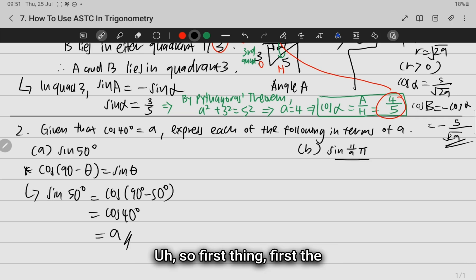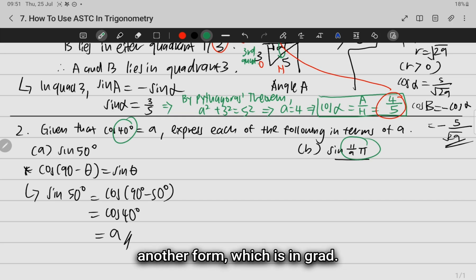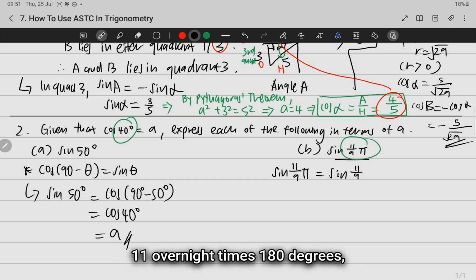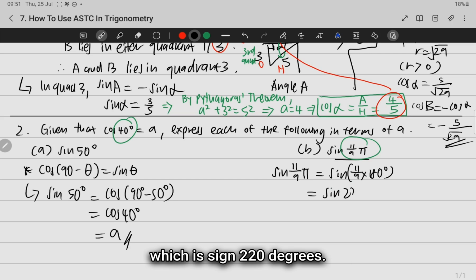And then for B, now you want to find out what is this. So first thing first, the question gives us degrees, and now the question gives us another form, which is in radians. So the first thing we need to do is to convert it to degrees. So sine 11 over 9 pi equals sine 11 over 9 times 180 degrees, which is sine 220 degrees.